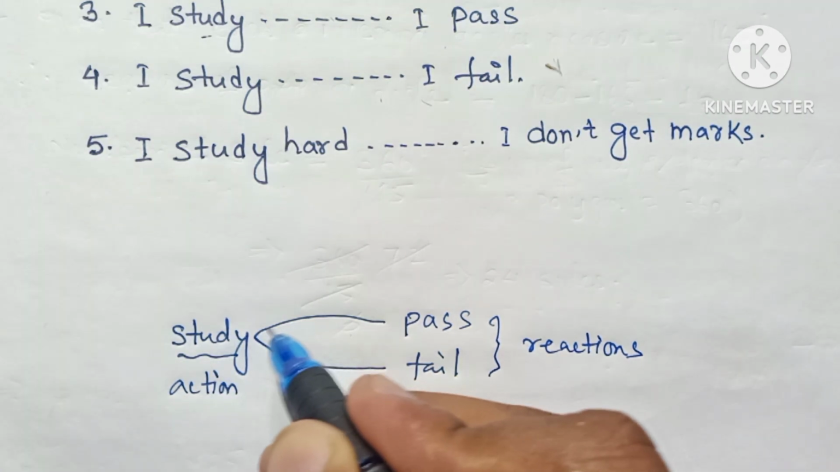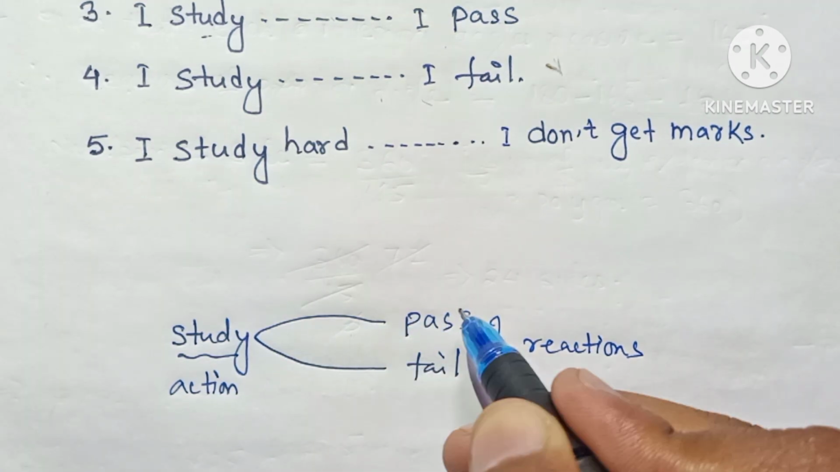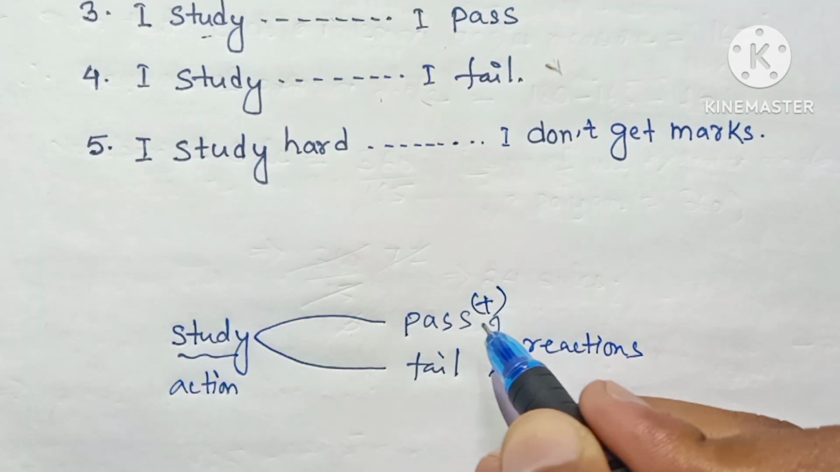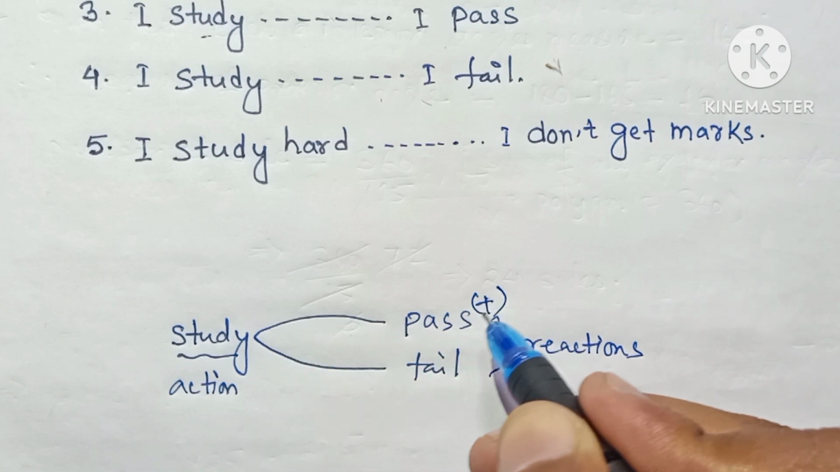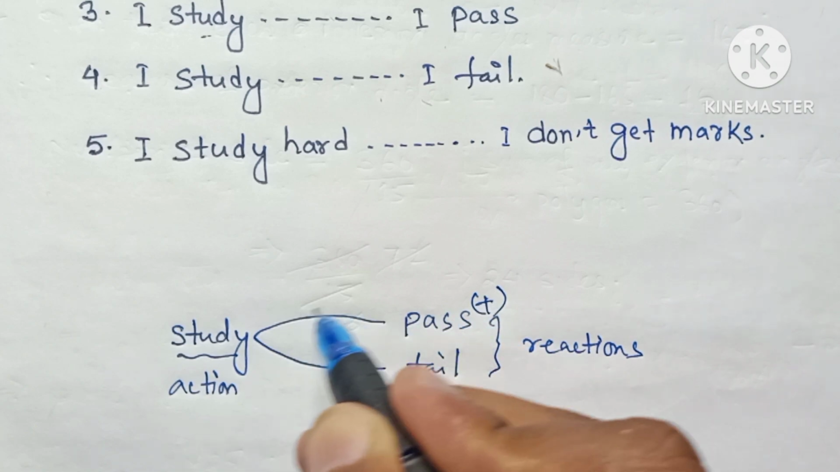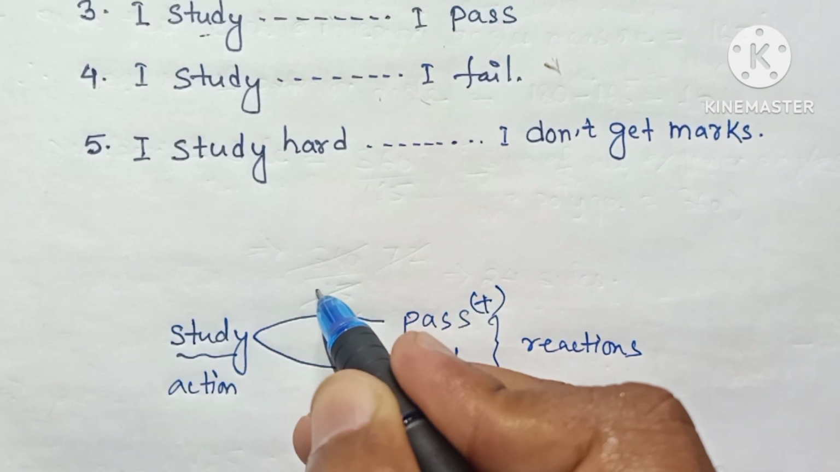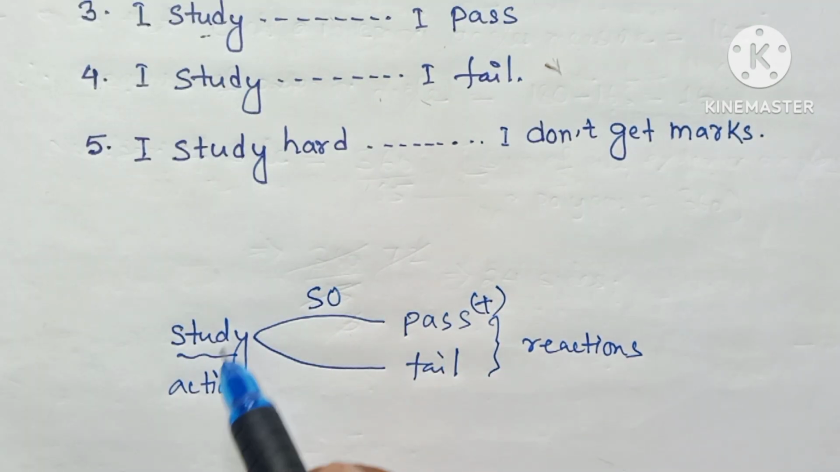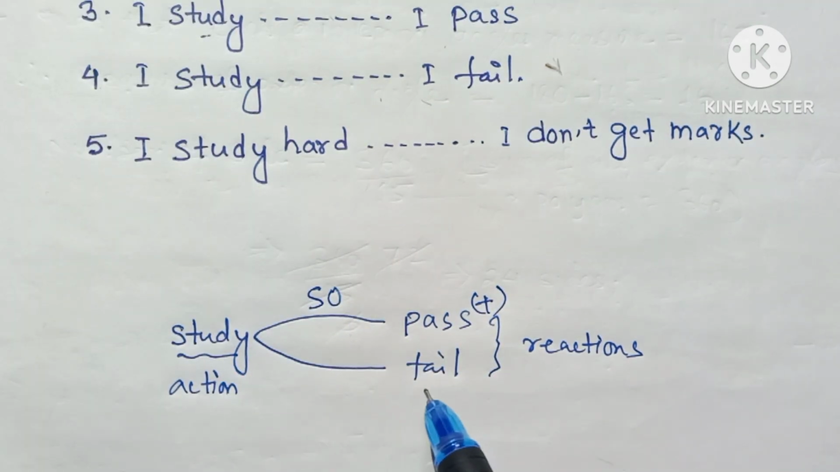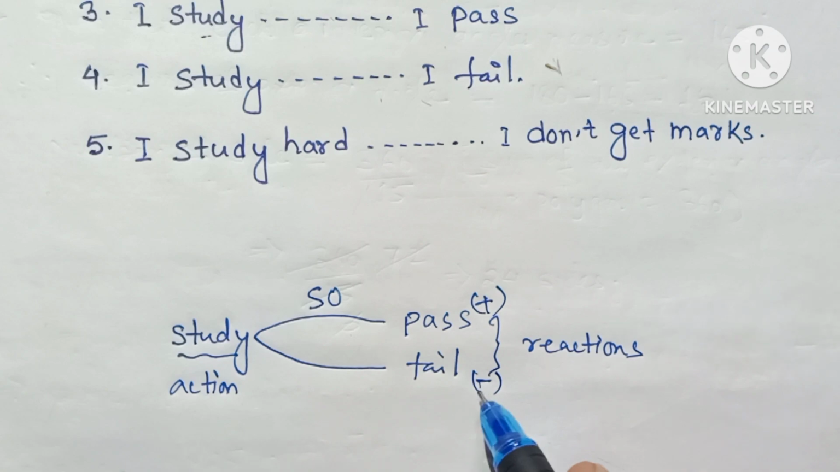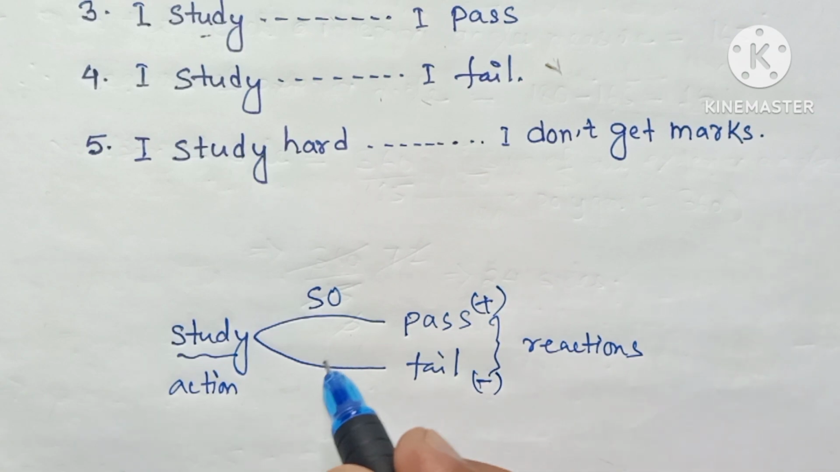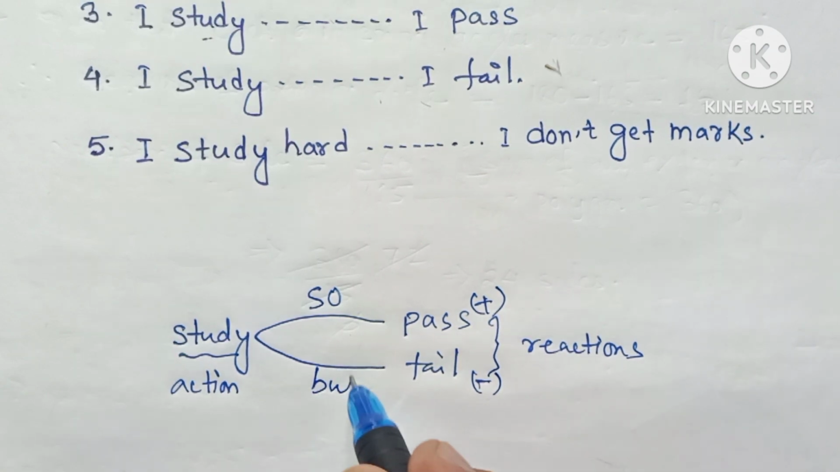So when an action leads to a positive result or positive reaction, we should always use so. And when an action leads to a negative, something bad reaction, we should use but.